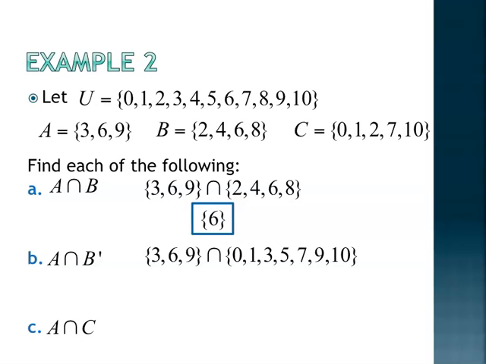Now that we have that set written out, we can look between these two sets and see what they have in common. It looks like here we just have the 3 and the 9 in common, so A intersect B prime will be the set with the elements 3 and 9.